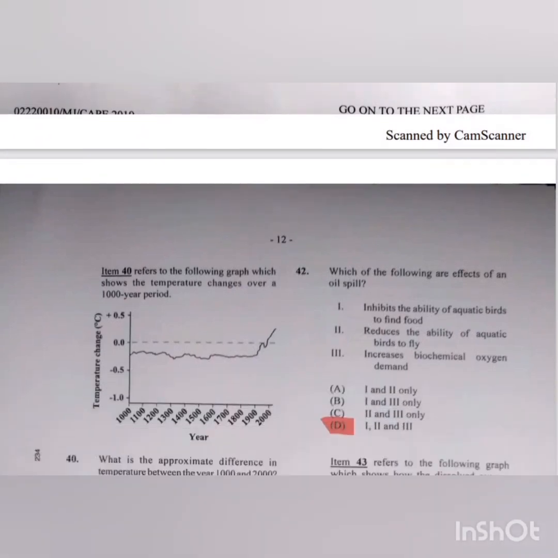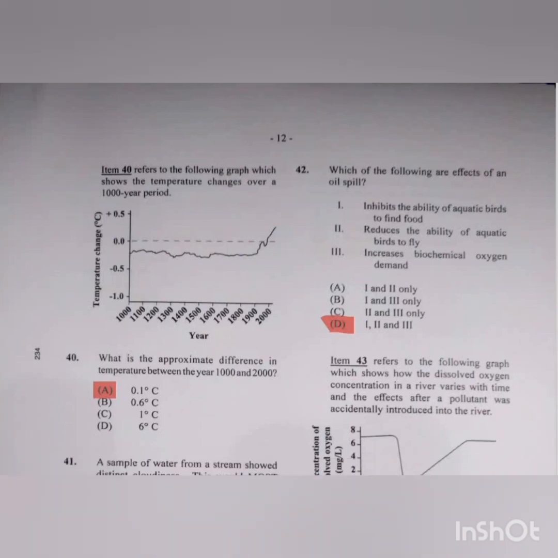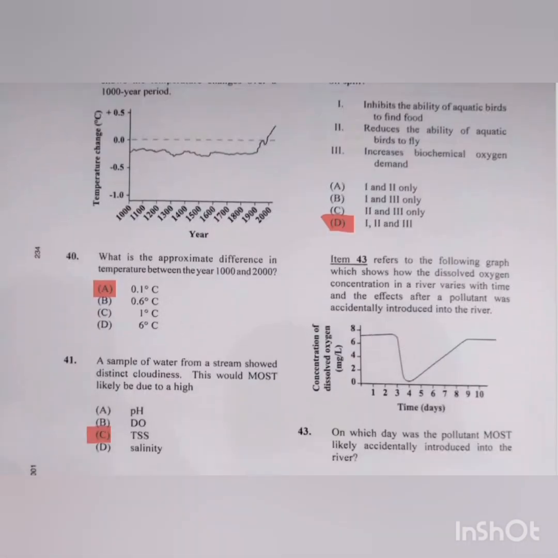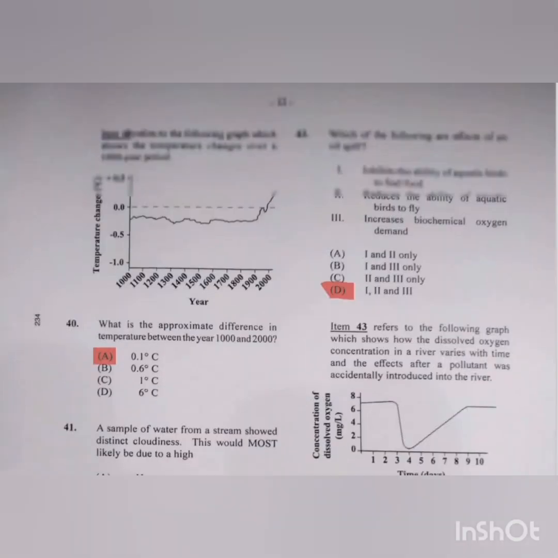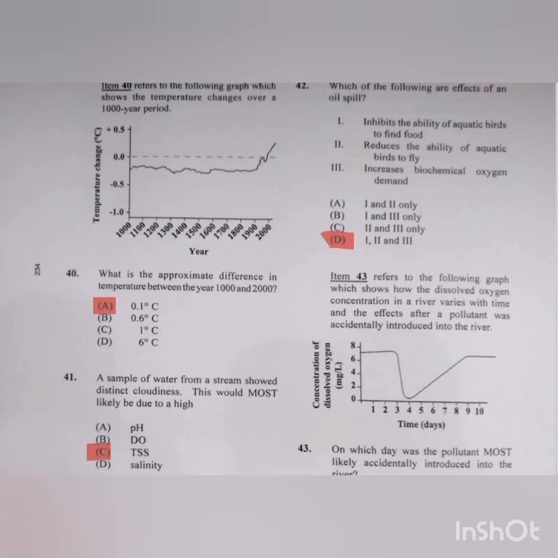Item 40 refers to the following graph, which shows the temperature changes over a 1,000-year period. What is the approximate difference in temperature between the year 1000 and 2000? The answer is 0.1 degrees Celsius. 41. A sample of water from a stream showed distinct cloudiness. This would most likely be due to high TSS, or total suspended solids.